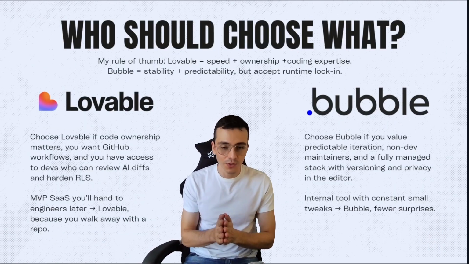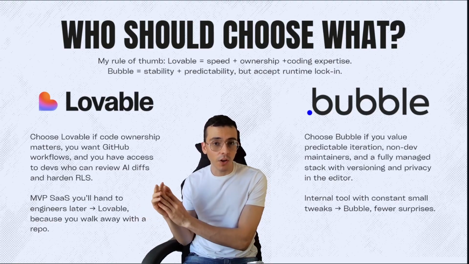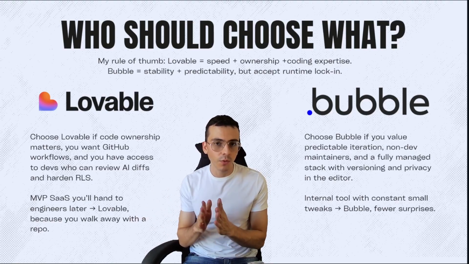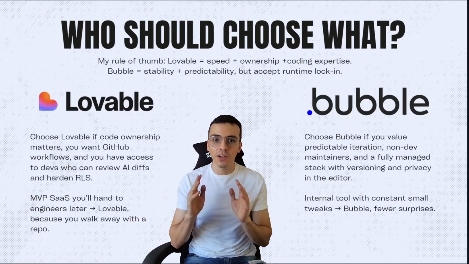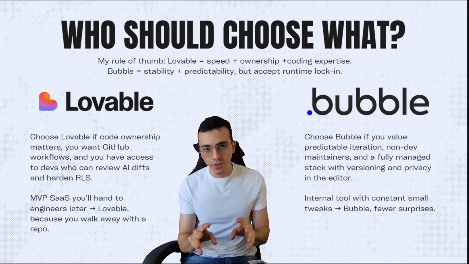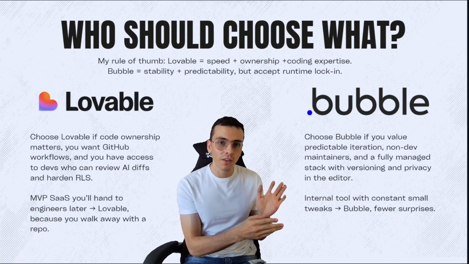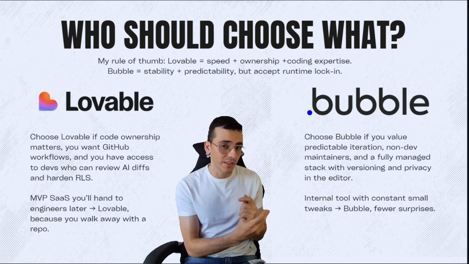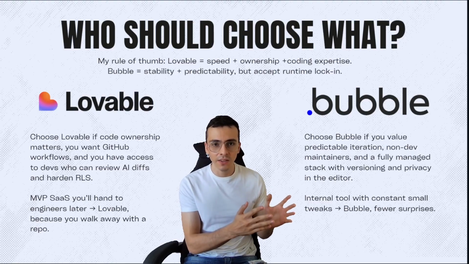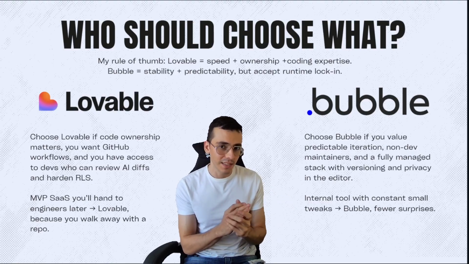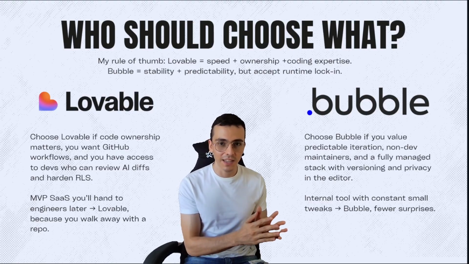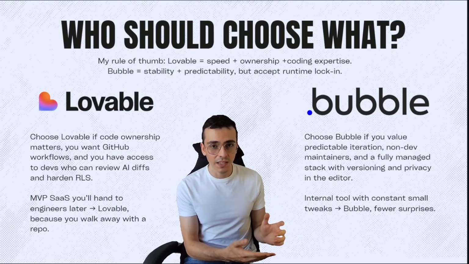So who should choose what? Choose Lovable if ownership matters to you, if you want GitHub workflows and you have access to developers who can review the application, or you are a developer yourself. But choose Bubble if you value predictability, iteration, non-dev maintainers, and a fully managed stack with versioning and privacy in the editor.